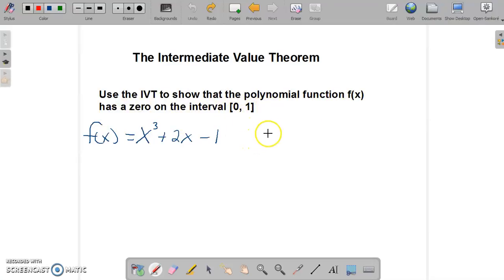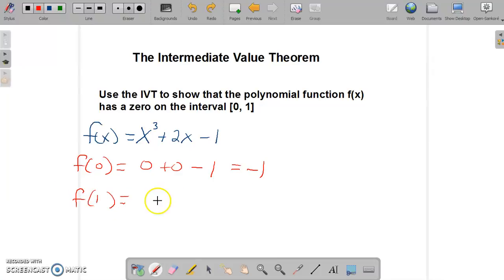Okay, so to use this theorem, this is what you would do. You would first plug in 0 into your function. So I'm going to plug in f of 0, and I get 0 plus 0 minus 1, so this equals -1. And f of 1 is 1 cubed plus 2 times 1 minus 1, so that is equal to 2.